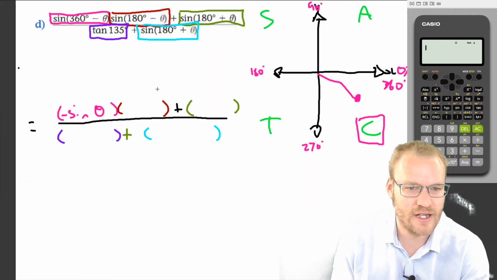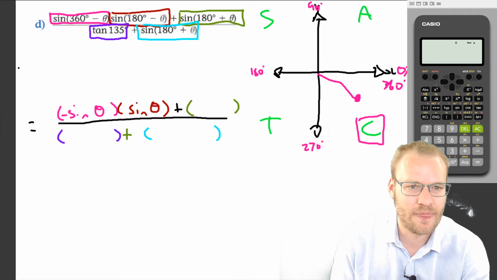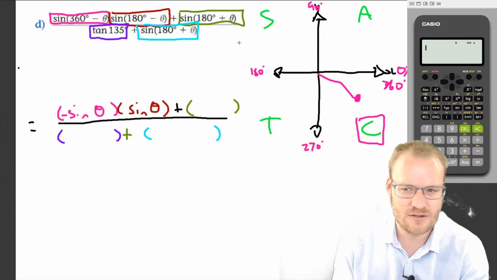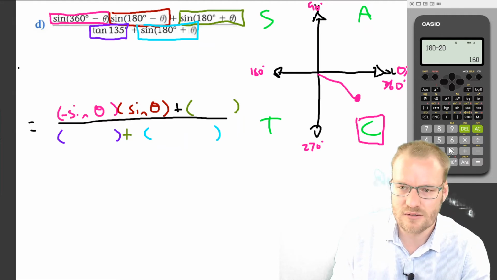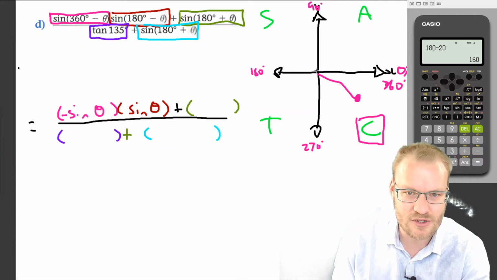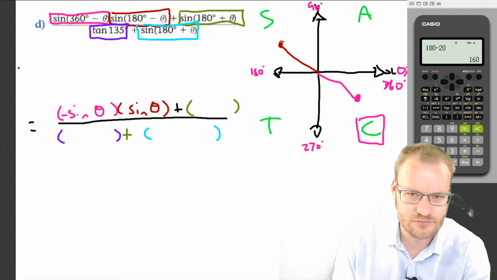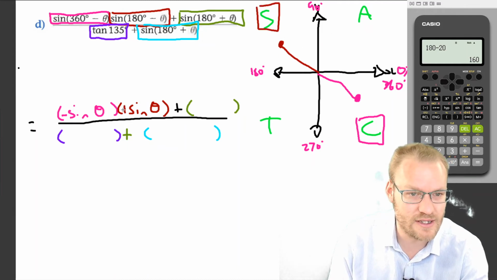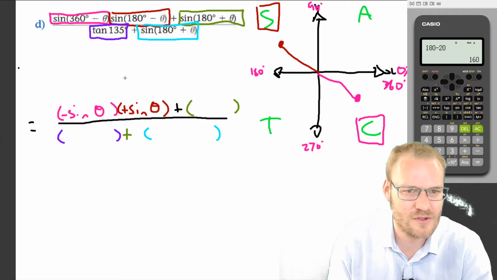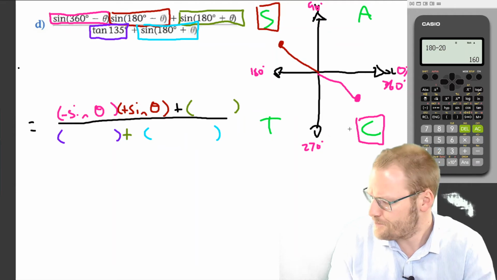Sine of 180 minus theta stays sine of theta. 180 minus, imagine theta were 20, then it would be 180 minus 20. So I'm saying, imagine that theta was 20, then this number would be 160. In other words, we'd be sitting in this quadrant. The point is 180 minus: we've just gone back a little bit. So we're in sine's quadrant, quadrant 2. So it stays positive. You don't need to write the positive, just putting it there for thoroughness. Okay, then we keep going.